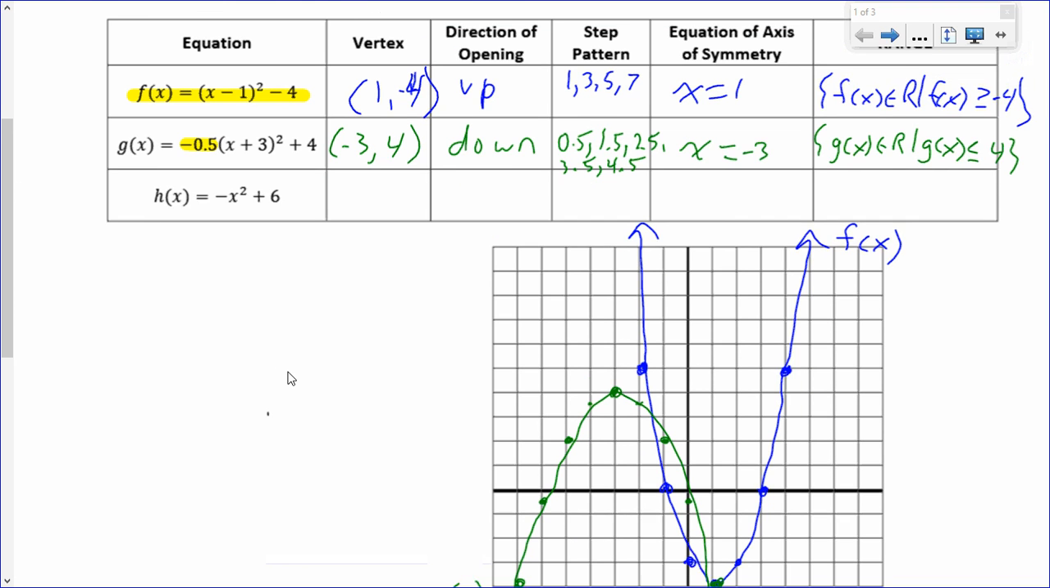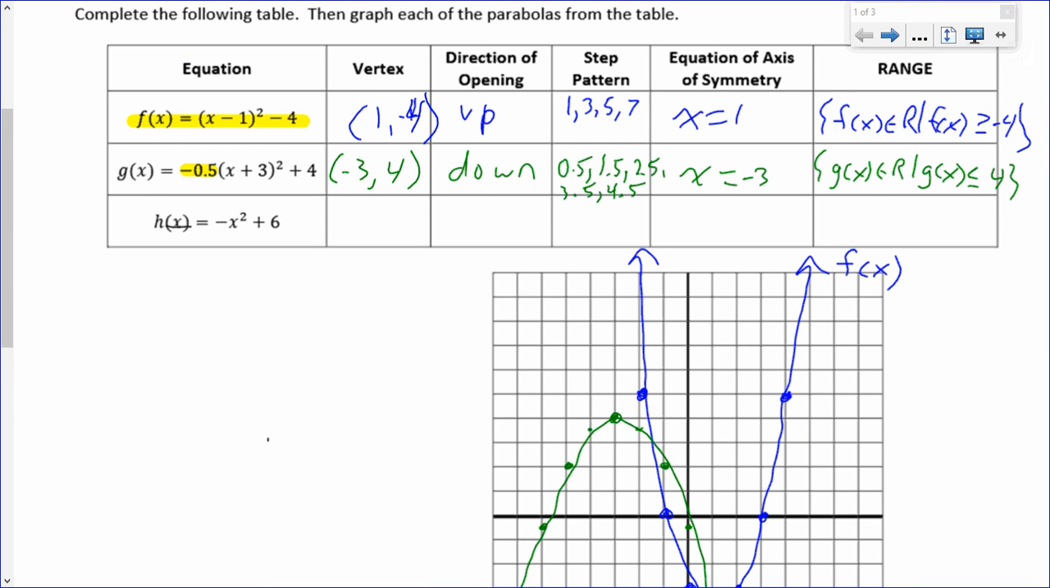Okay, looking at the last one here, h of x, notice that this one has no value right here. Okay, so there's no shift to the right or the left. It's still in vertex form though. There's just a shift up 6, so the vertex is at 0, 6 here. Because of the -1 in front of x squared, it does open down. And it still has a step pattern of 1, 3, 5, 7, and so on.